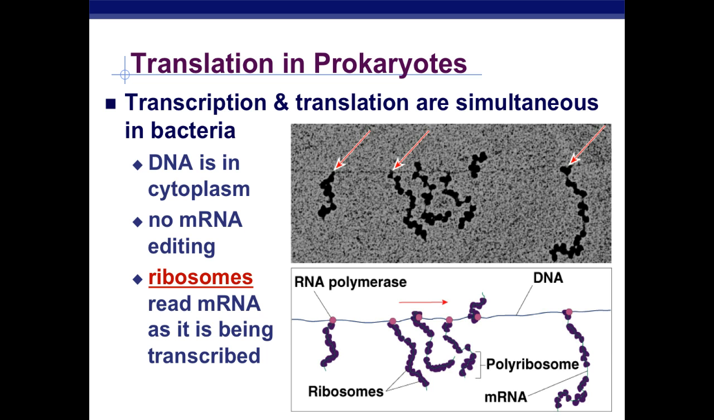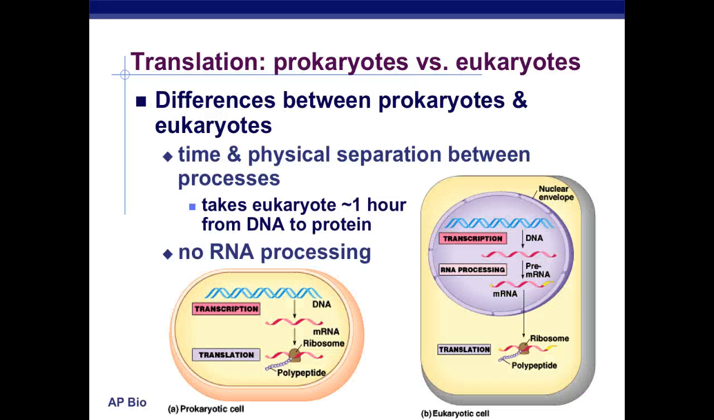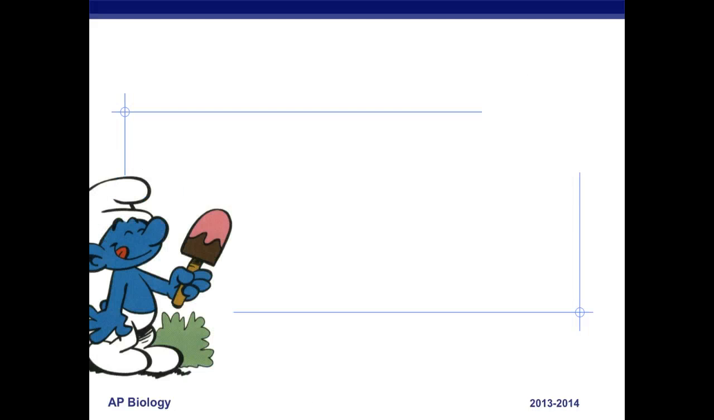Translation in prokaryotes. Transcription and translation are simultaneous in bacteria. Since the DNA is already in the cytoplasm, there's no need for mRNA editing. The ribosomes will read the mRNA as it's being transcribed. Translation in prokaryotes versus eukaryotes: the difference is time and physical separation between the processes. It takes eukaryotes about an hour to get from your DNA to your protein, whereas in prokaryotes there's no RNA processing. Once the RNA is transcribed, it's ready to go and do its job.